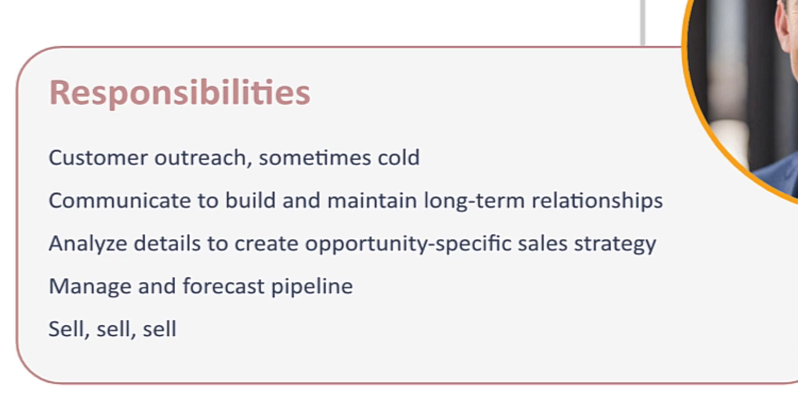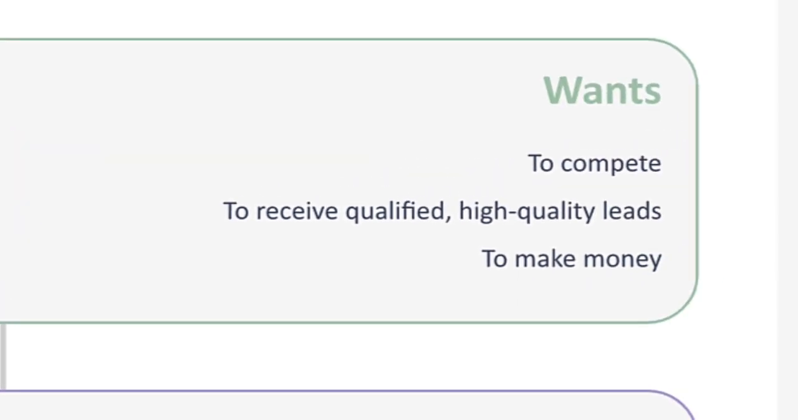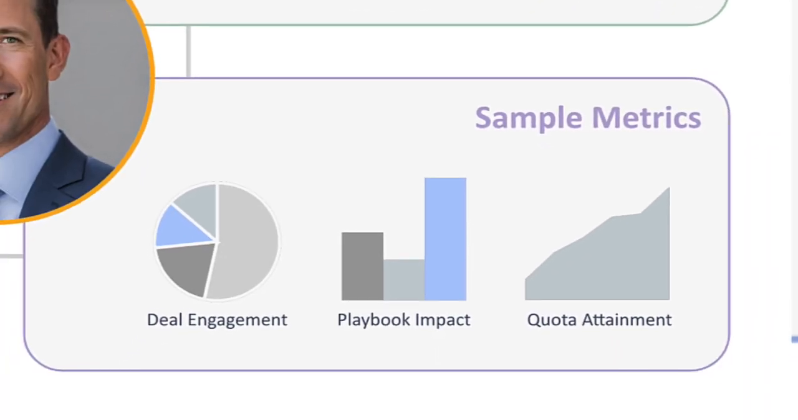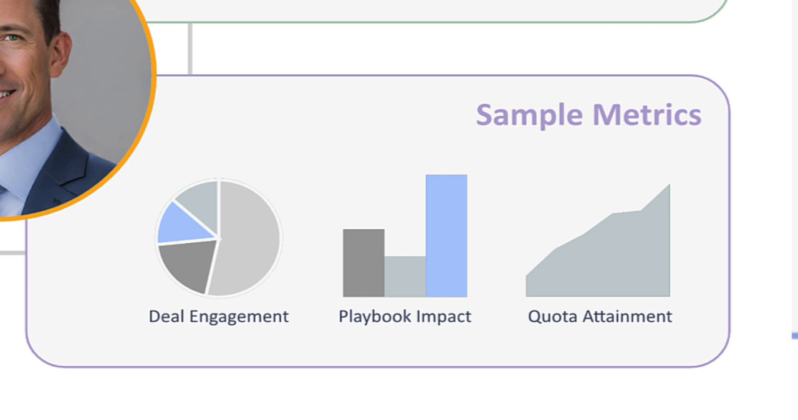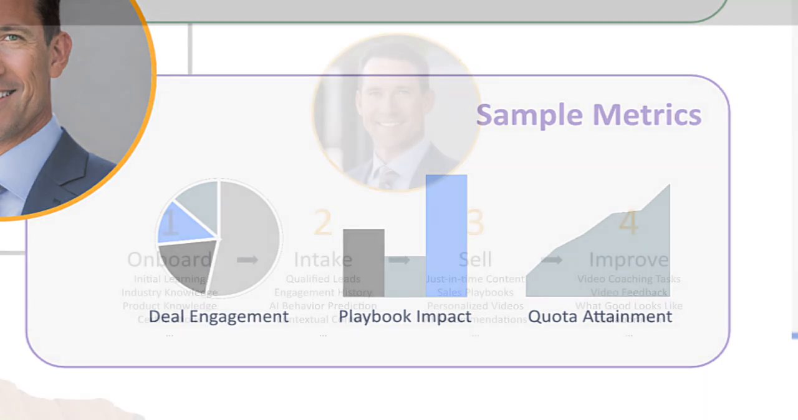Eric conducts outreach to customers and prospects and needs great communications to build and maintain long-term relationships. Ultimately, he's a seller. Eric wants to compete and win. He wants qualified, high-quality leads and is motivated by his earning potential. Eric wants to see buyer engagement in his deals, to see that his sales playbooks are impacting his success, but overall wants to make his quota.